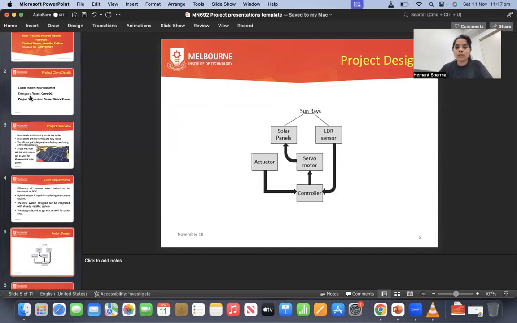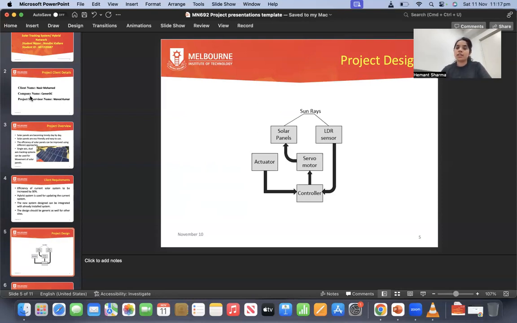Coming to my project design, the components and the process to be used can be shown in the high level design diagram. The sun rays are collected by the solar panels and LDR sensors. LDR sensors send signals to the controller as per the reading, and the controller, with the help of the sensors, decides whether to move the panels or stay in the current position.